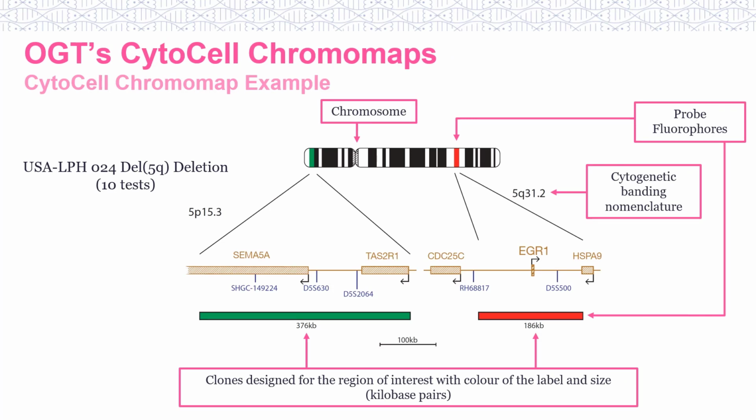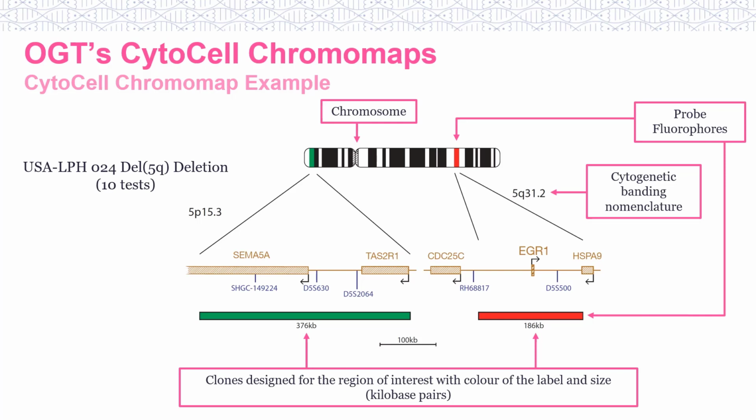When ordering FISH probes, it is essential to understand the format in which they are labelled. OGT's CytoCell chromomaps visually present the ideogram of the targeted chromosome, the cytogenetic banding nomenclature, the probe fluorophores being used, as well as the specific gene coverage and clone size information for the regions of interest in kilobases.